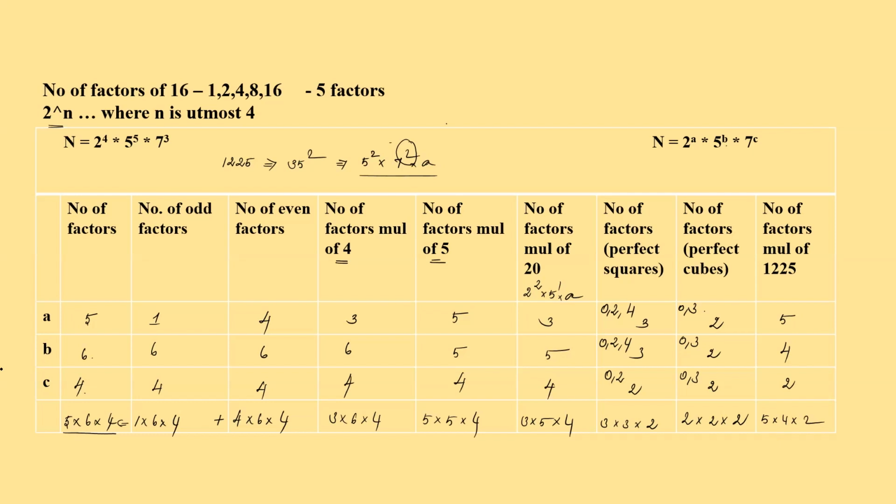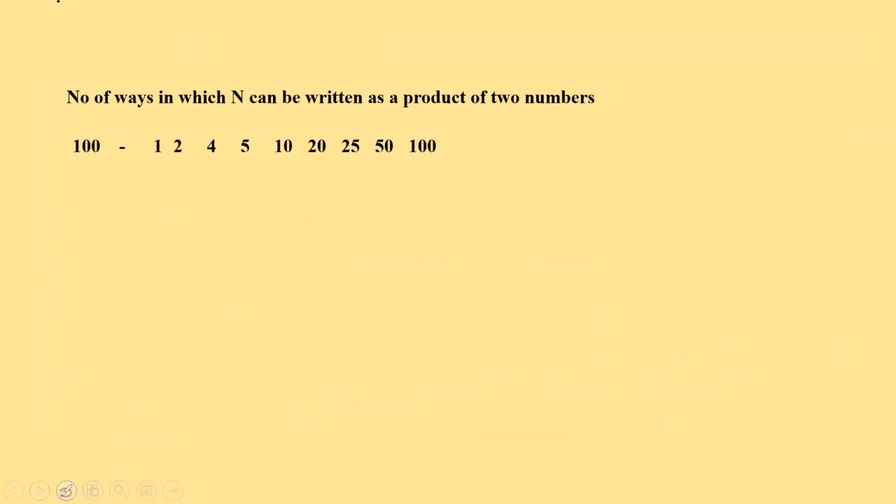Okay, so by the end of this, we should be able to figure out the number of factors under whatever constraint or condition is given. We should be able to figure out the number of factors of any particular number. Apart from this, there's one more thing that is quite important, and that is the number of ways in which n can be written as a product of two numbers. So let us just go with examples first of all.